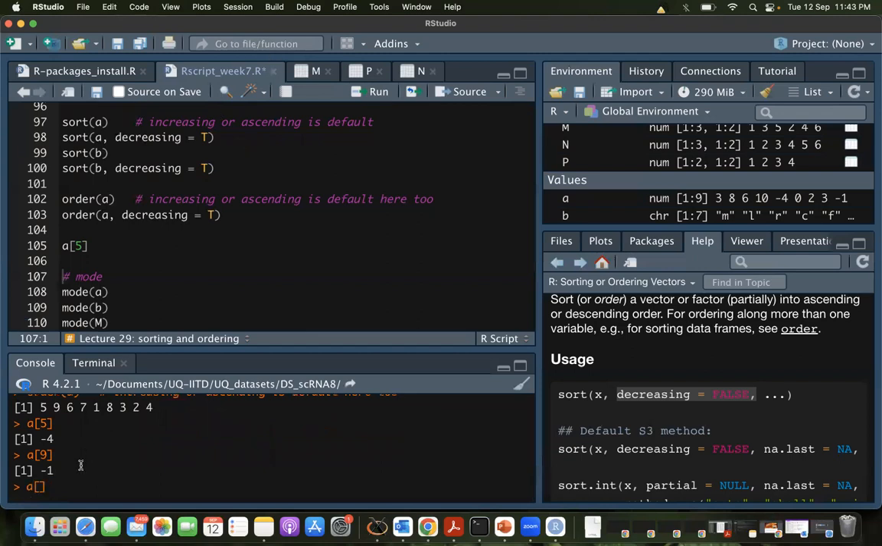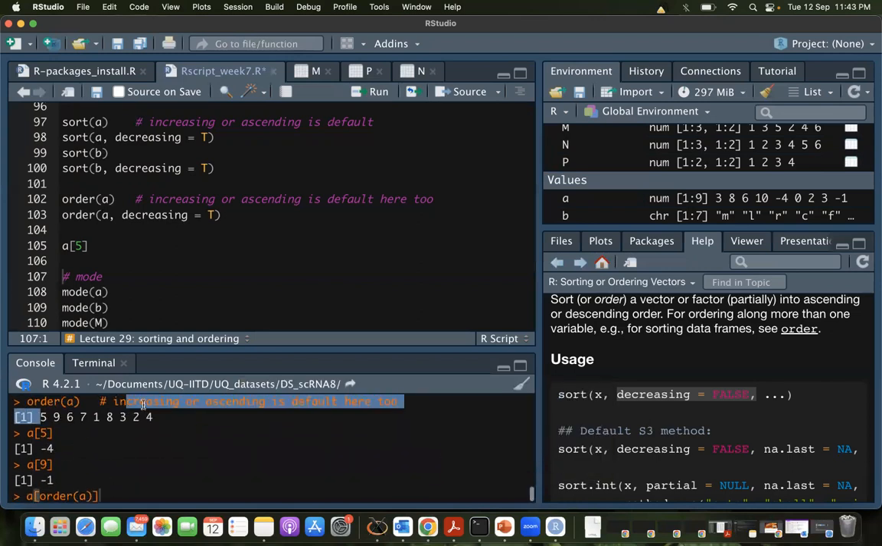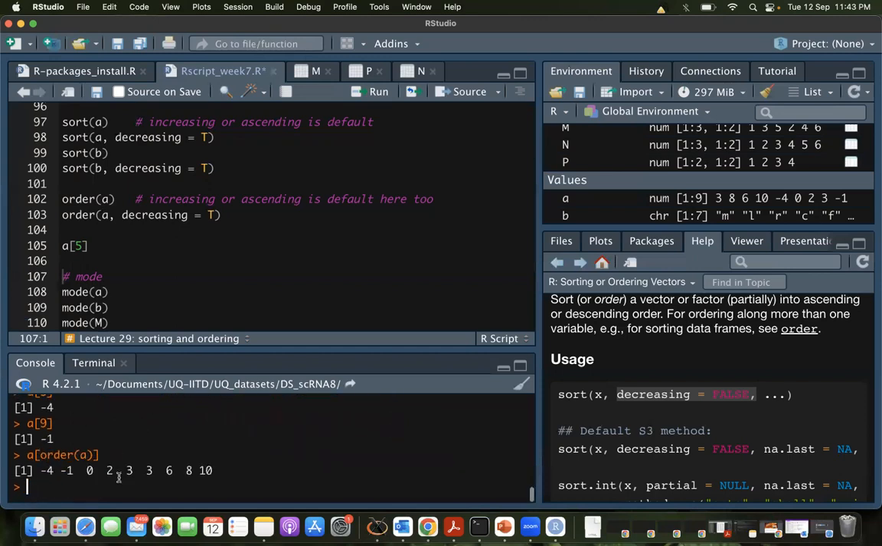Now, if inside, I write order A, which is basically writing this thing inside of A, and if I write sort A, I'm getting the same thing, right? See what's happening. In sort A, it is sorting the values. It's giving you the sorted output. And here I'm saying order A, order the elements of A, and give me the positions in which they are going to be used. And I'm feeding that position to A, so it's rearranging A.